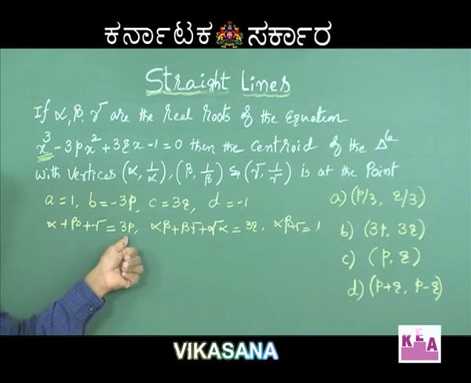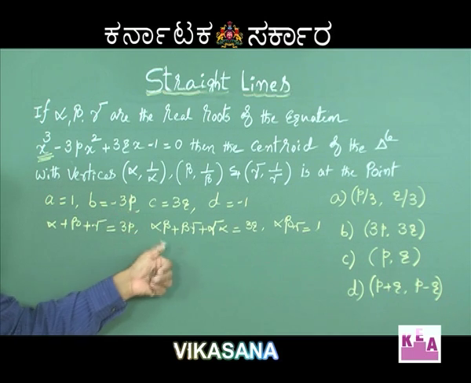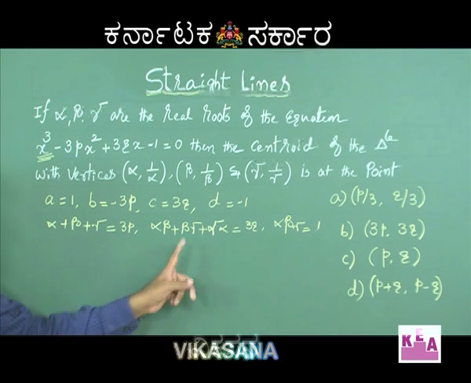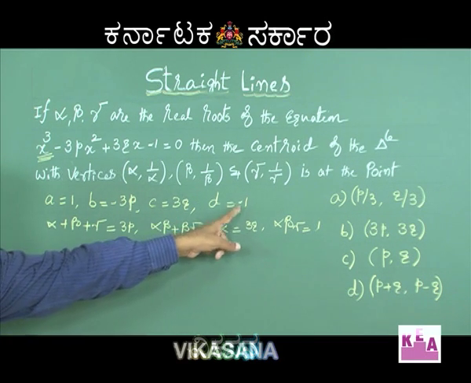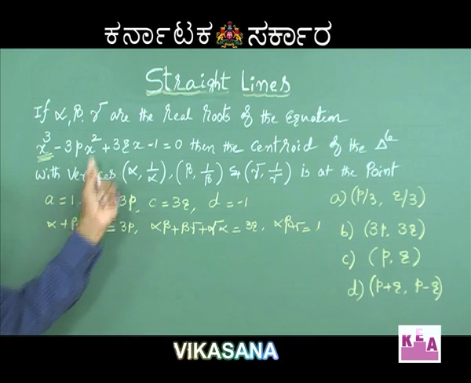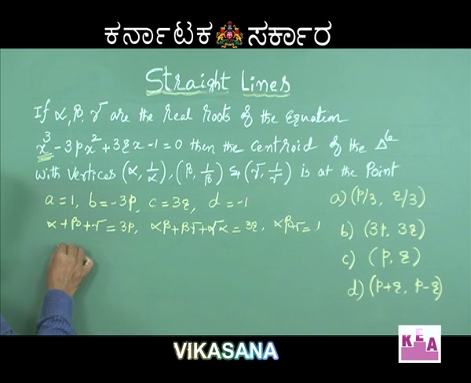Sum of the roots is equal to minus b by a, that is 3p. Sum of the product of two roots taken at a time is equal to c by a, where c is equal to 3q, and the product of all roots is equal to minus d by a, where d value is minus 1, alpha beta gamma is equal to 1. Now centroid coordinates are calculated like this.